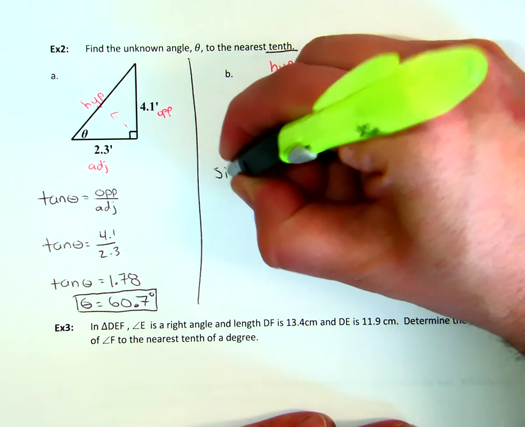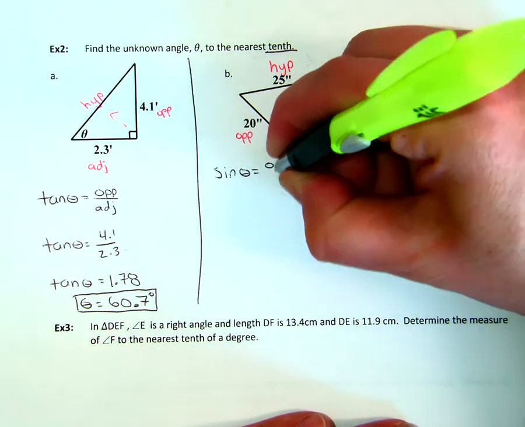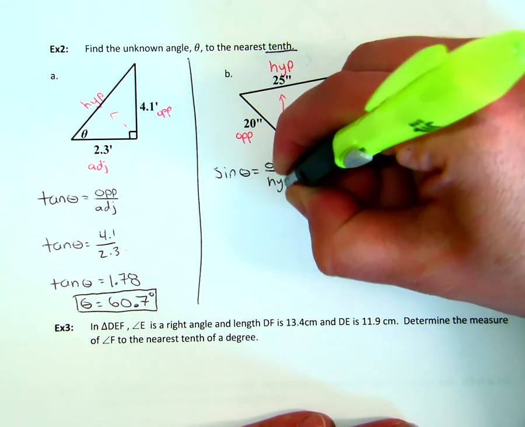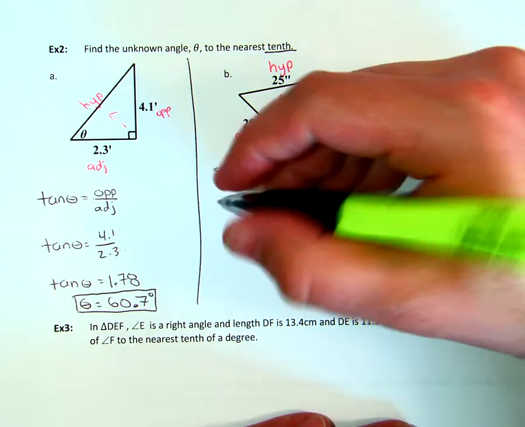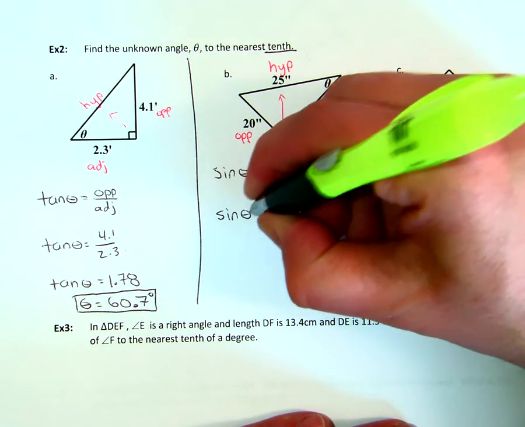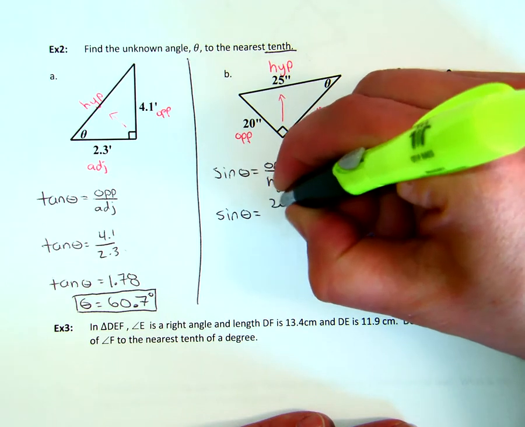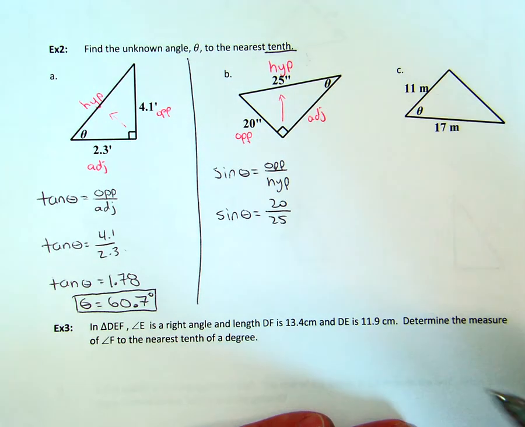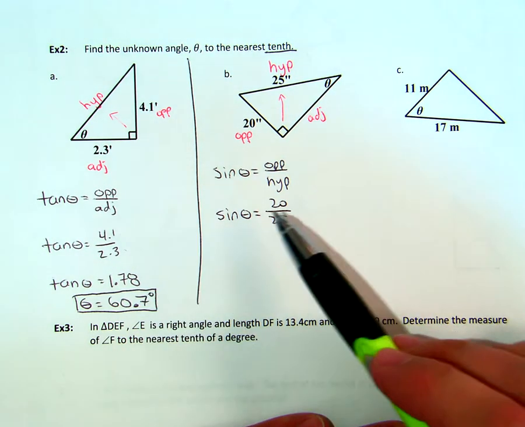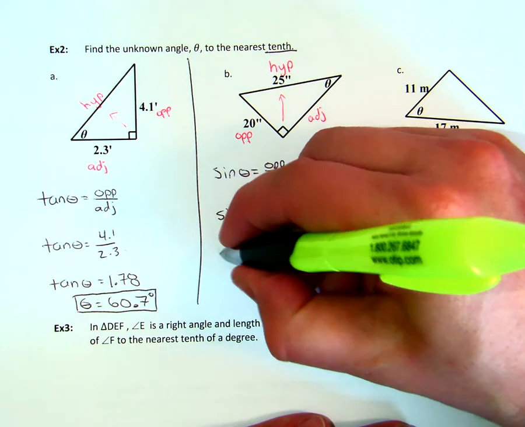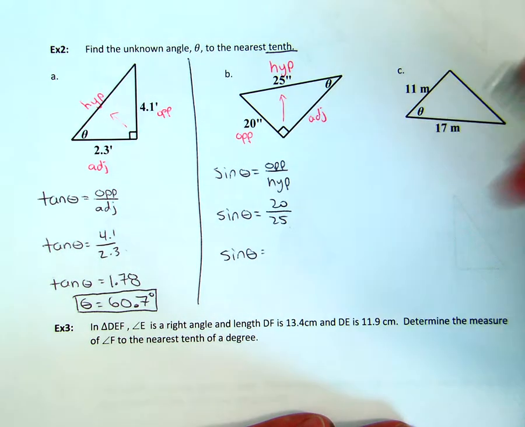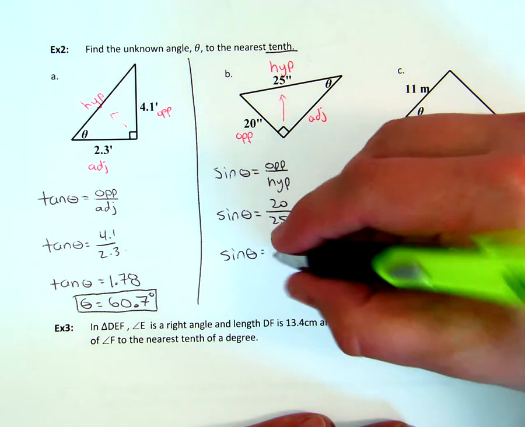Where sine theta equals opposite over hypotenuse. I know that the opposite's 20, the hypotenuse is 25, so I'm going to write those in. Sine theta is 20 over 25. Just like we did over in this one, I divide these two, so I'm going to go 20 divided by 25. So that gives me sine theta, and 20 divided by 25 is 0.8, so I'm going to have 0.8 here.